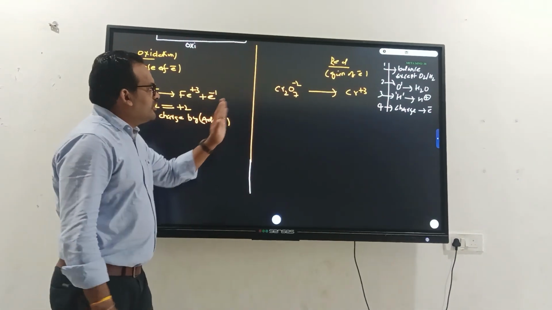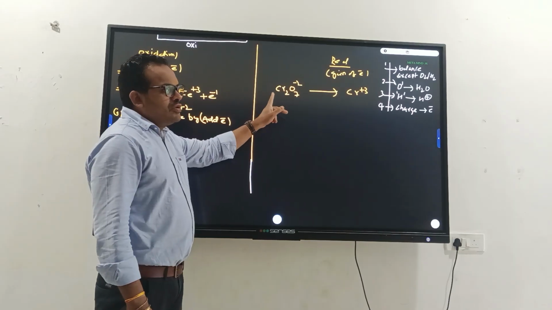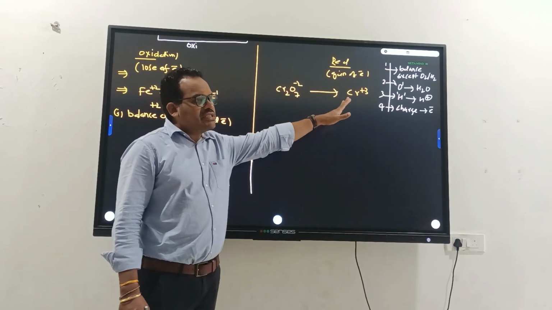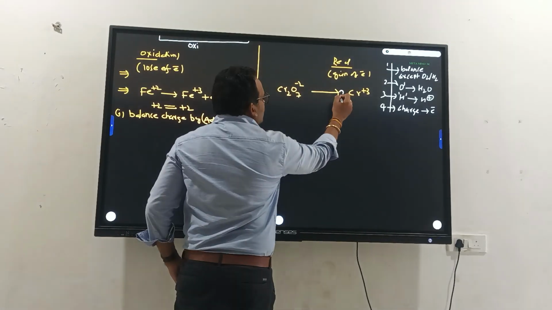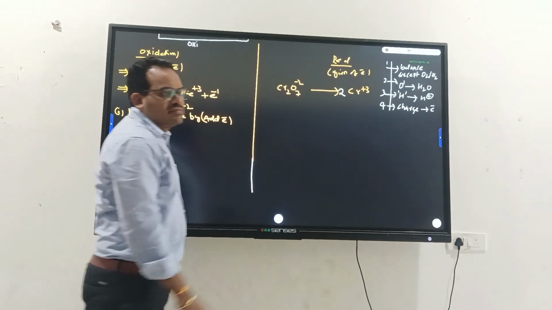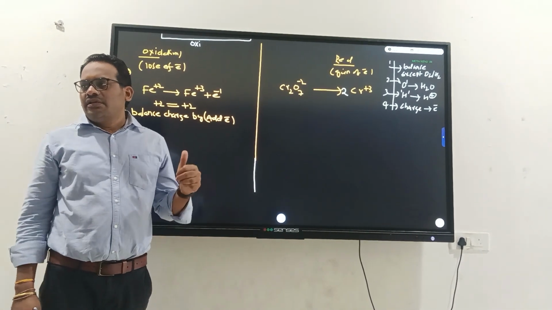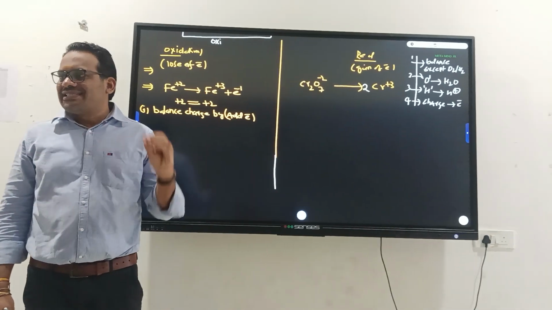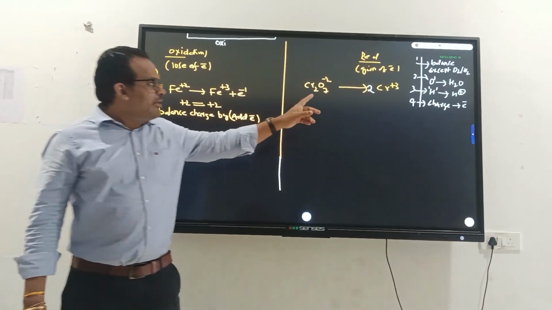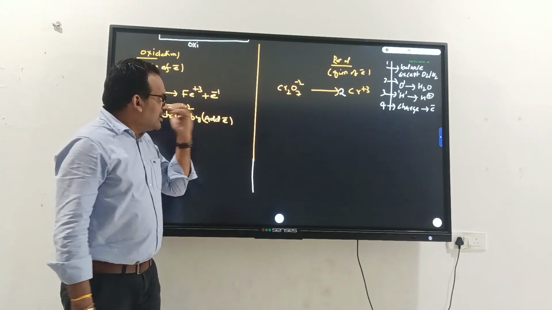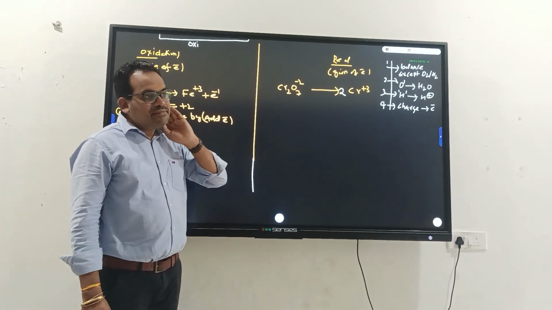Now how to balance this one, children? How many chromiums are there here? 2 chromiums are there. Here how many chromiums are there, children? Only 1 chromium is there. So how much I have to add, children, here? 2 chromiums I have to add. Is it clear? Step 1 is clear. First you have to balance except hydrogen and oxygen, so remaining elements you have to balance. Chromium is balanced.